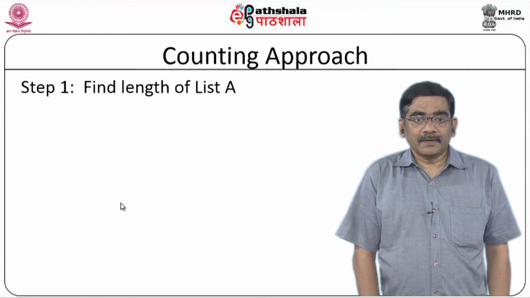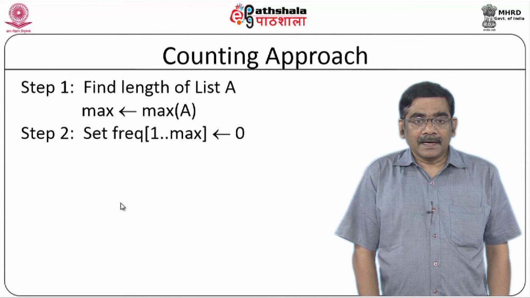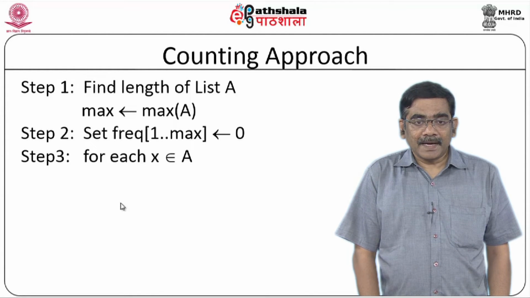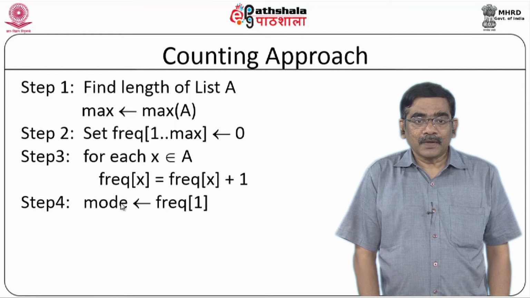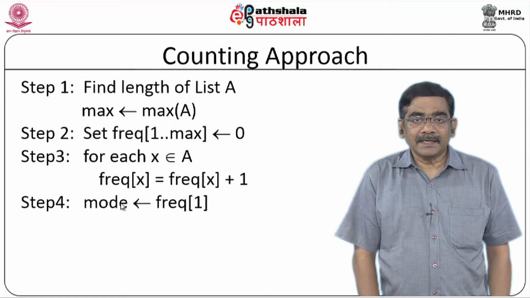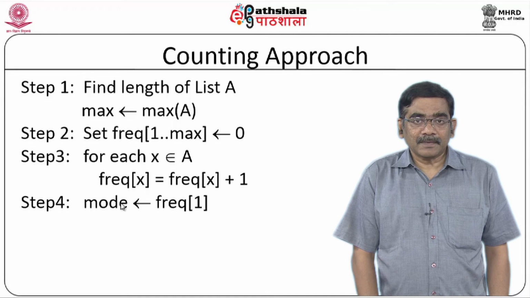So, you can see that the steps of this counting approach are like this. In step 1, we are going to find the length of the list A. So, we are finding the length and we are setting the frequency from 1 to max, and for each element I am traversing the entire list making a count. So, you can see that it is getting incremented, and once I have the frequency, then I have to find out the number that has got the maximum frequency.